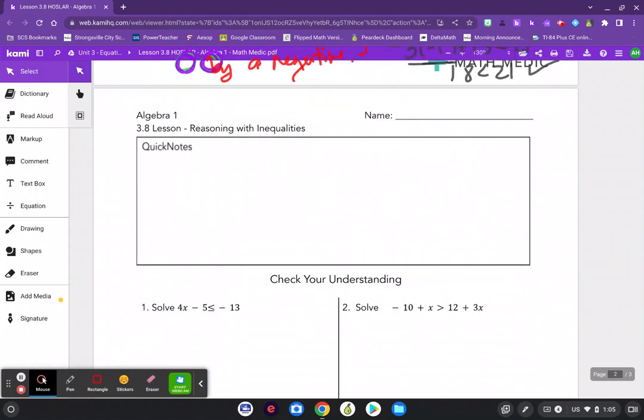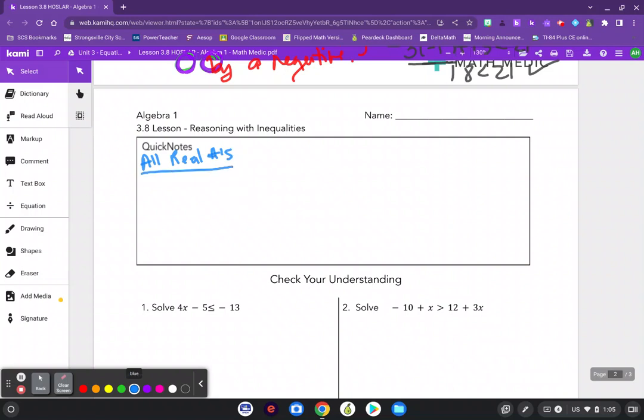And so then as a class, we talked about this idea of some, all, or none. I filled out this little quick notes section with them, and then they worked through the check your understanding with their team. So let me fill this out for you here. We had said that sometimes you can get all real numbers, like all values of x work.